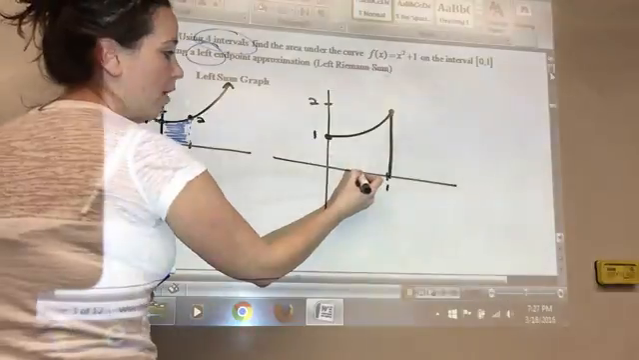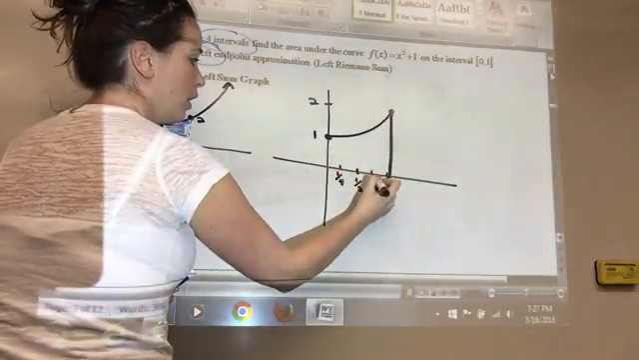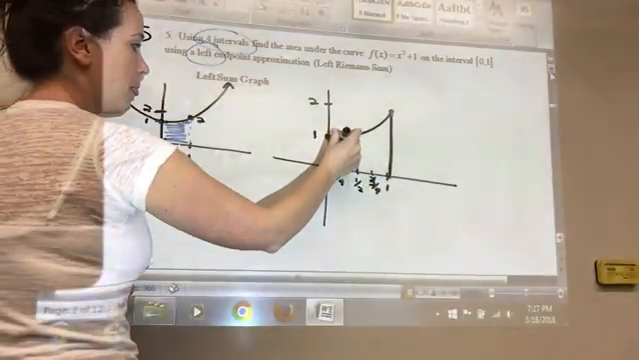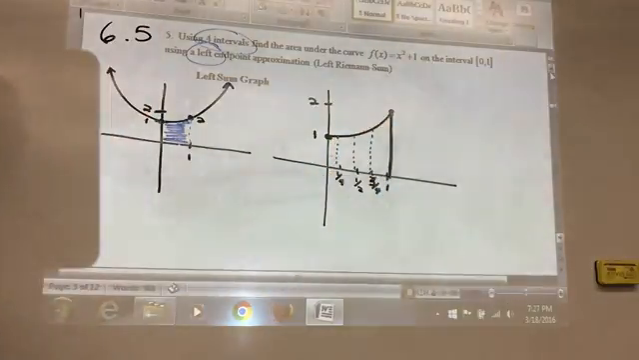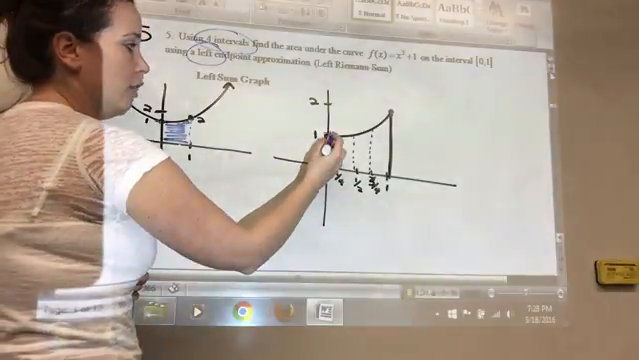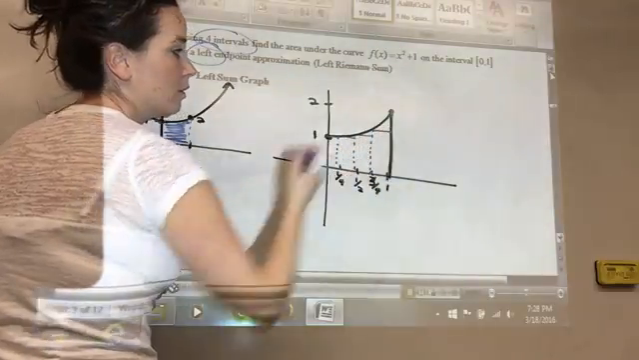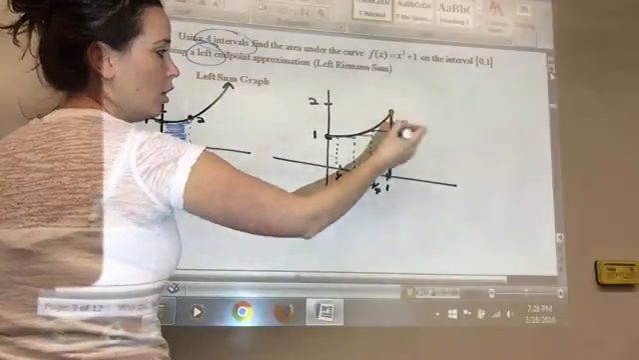Naturally, halfway between would be a half. Then we would get 1/4 and 3/4. So this is how we're creating our rectangles. Since it says that we're using our left endpoint approximation, we need to go to the left-hand side of each block and draw the height. I just go up to the height, I find that side, and I draw my height underneath.